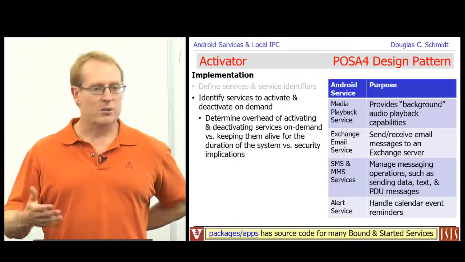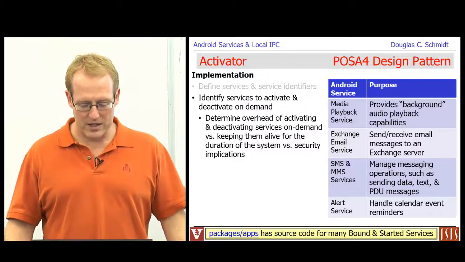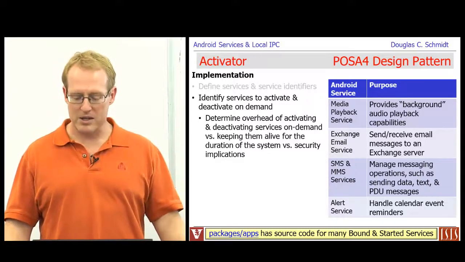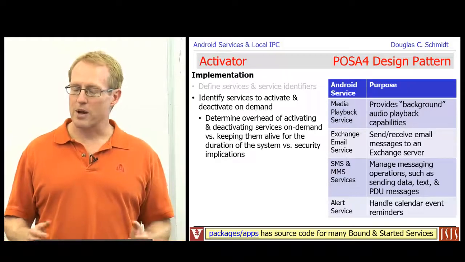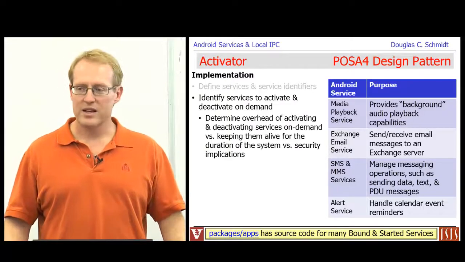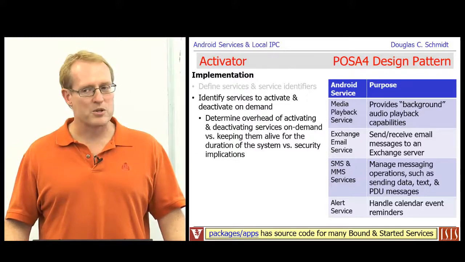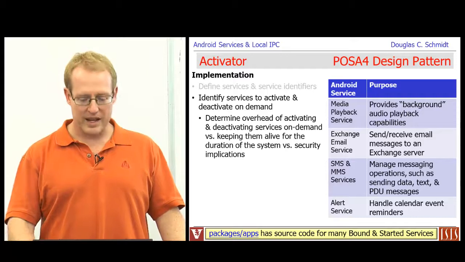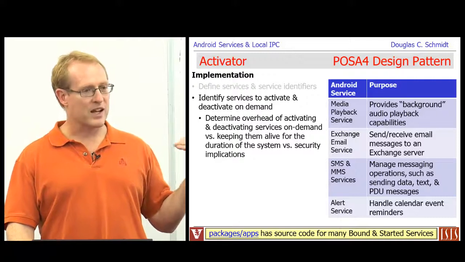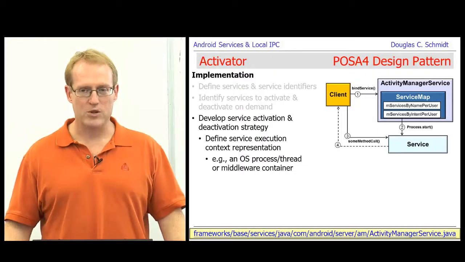and control dynamically. Some of the services we've seen on Android that do this are things like email, media playback services, services for sending and receiving various kinds of messages, short messages, multimedia messages, and alert services that pop up when calendar timers expire, and you have to alert someone that something is about to happen so they can go make a call or join a meeting or something like that. So those are some of the services that the Android developers have deemed relevant to start and stop in a dynamic way. If you take a look at the packages apps directory, you'll find lots more examples of bound and started services there. And there's a bunch in Android as well in the frameworks part.